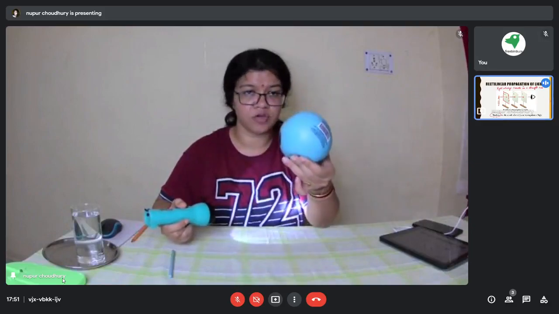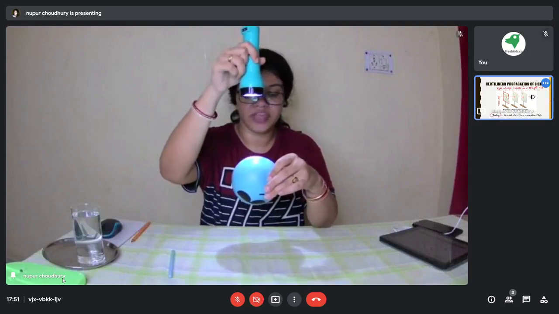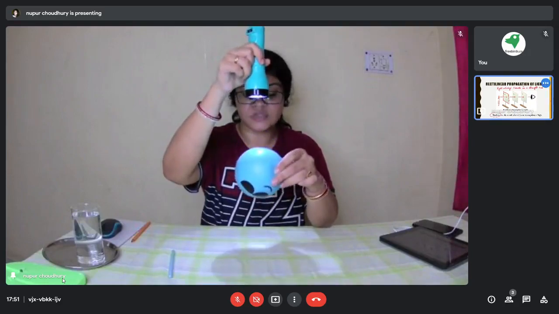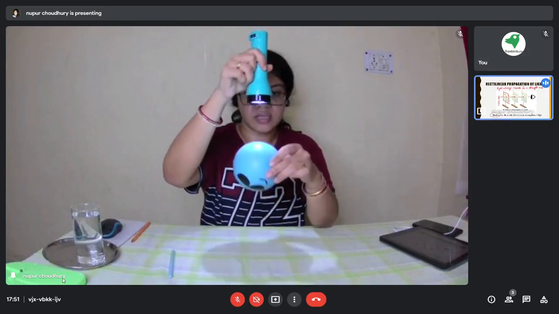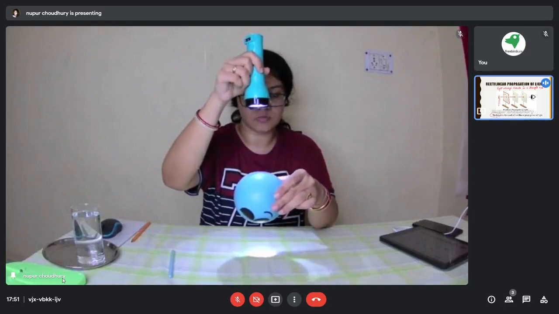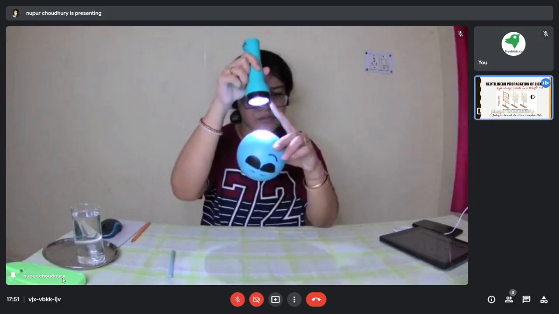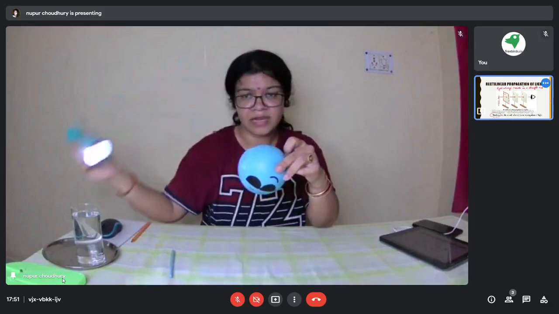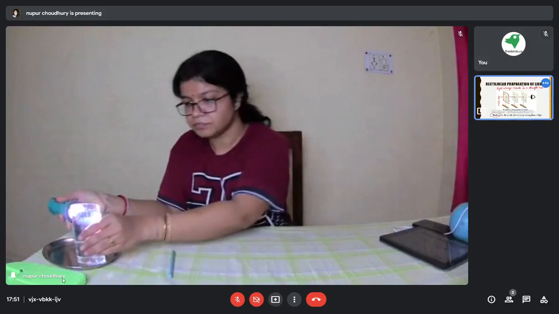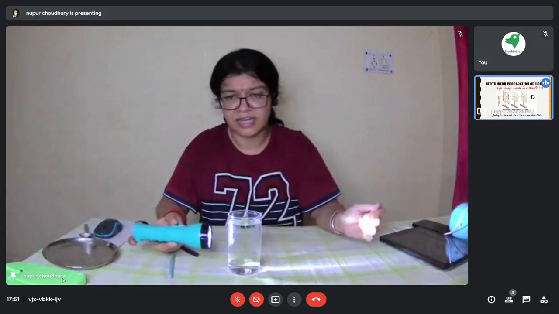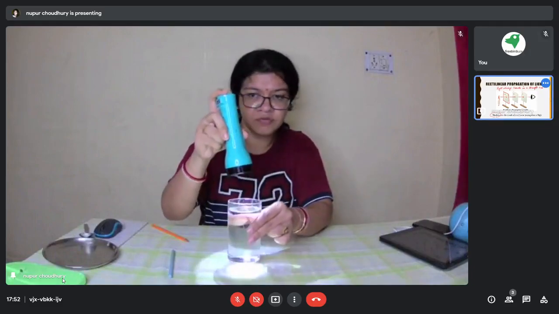Because this is an opaque object, it will block the way of the ray of light, and it will simply create a shadow of the object which has blocked that light. Now had this been a transparent ball, light would have simply passed through it, like in this particular glass. If I'm considering this glass of water, the light will be passing through it. It is not getting blocked.